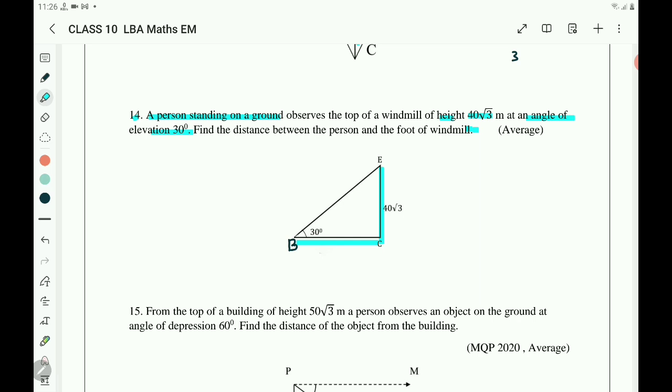So which trigonometric ratio is having the opposite side EC? Here EC is the opposite side and BC is the adjacent side for this angle B. Which trigonometric ratio is having opposite side by adjacent side? That is tan theta. So you take tan 30 degree.